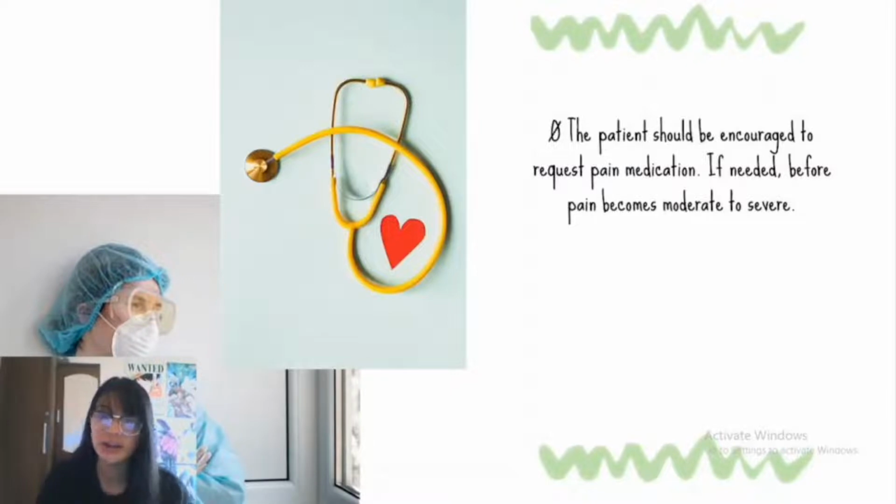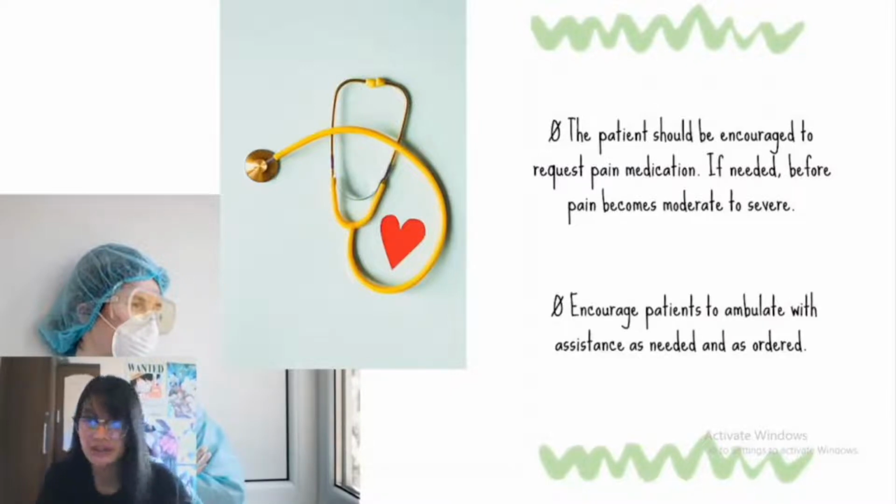And for the sixth one, is to encourage patients to ambulate with assistance as needed and as ordered. So mobility helps increase circulation and improve ventilation to the alveoli of the lungs. So consequently, circulation to the legs will be improved, which helps to prevent stasis of blood and possible blood clot formation in the leg veins. So assistance is needed to prevent falls or injury until recovery from anesthetic.